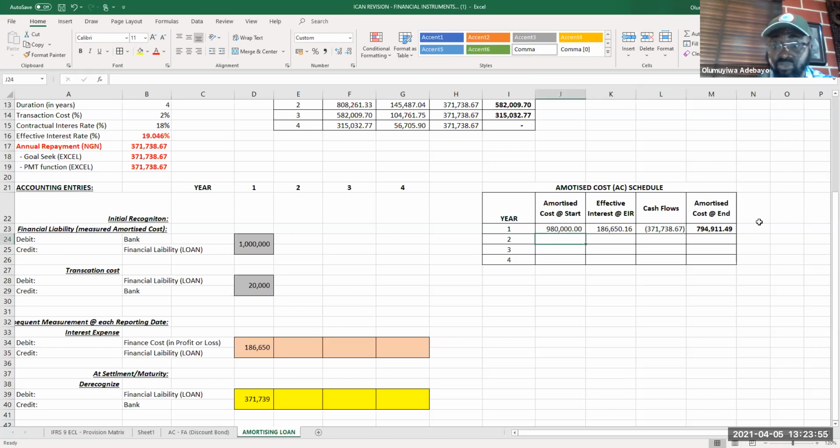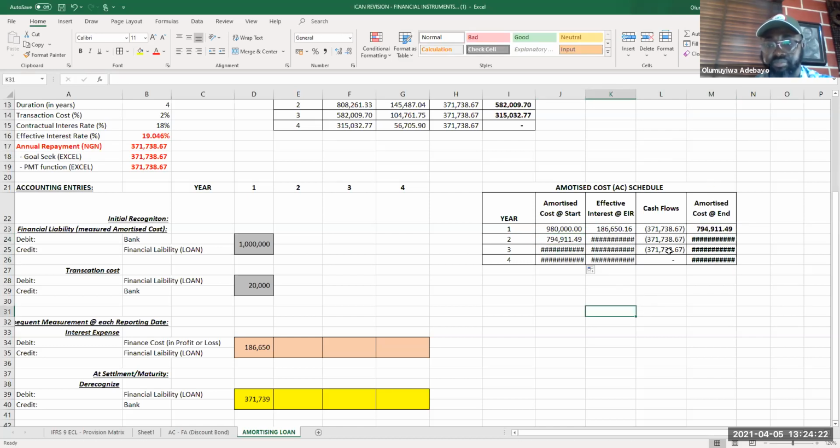And what you do is that when they ask you what's your amortized cost at the end of year one, it is 794,911.49, which will be my opening balance at the beginning of year two. I do the same thing. Since I've decided to lock the constant variable there, and by the time I draw it down, it gives me my balance.